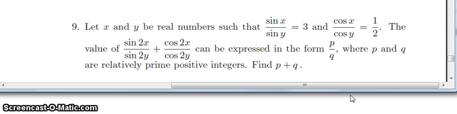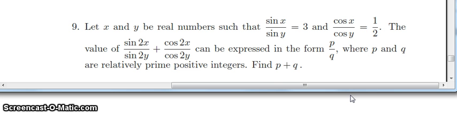Okay, here's question 9. So we've got these two ratios: sine x over sine y is 3, cosine x over cosine y is a half, and then we want to figure out what sine of 2x over sine of 2y plus the cosine of 2x over cosine of 2y equals. It's got to involve double angle formulas, some way. If you don't know that kind of trigonometry, I think this would be pretty much an impossible problem to do.